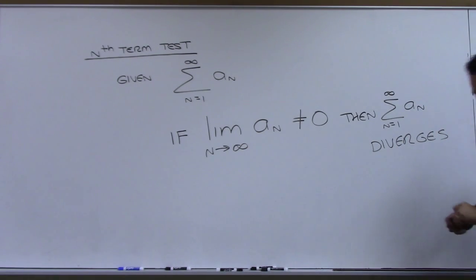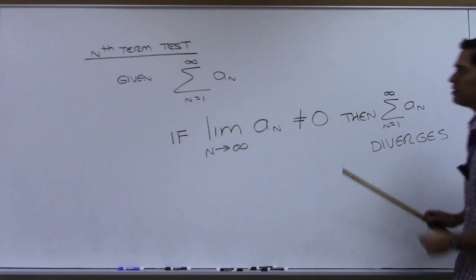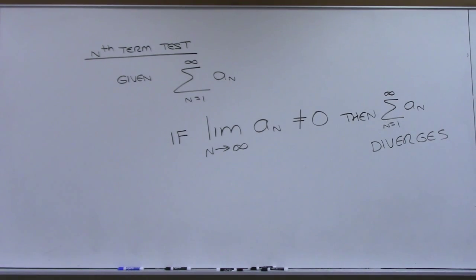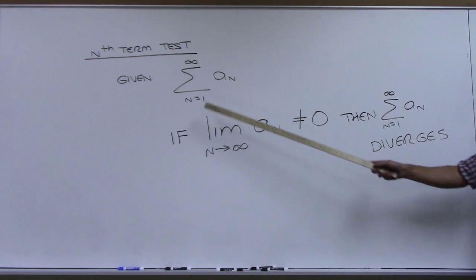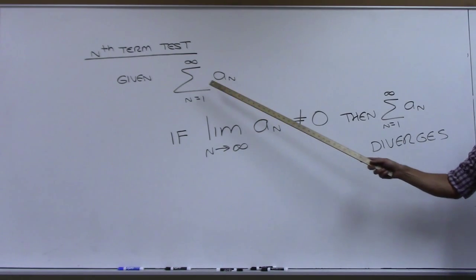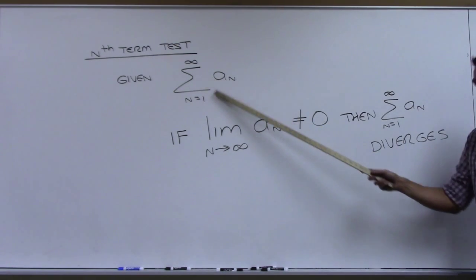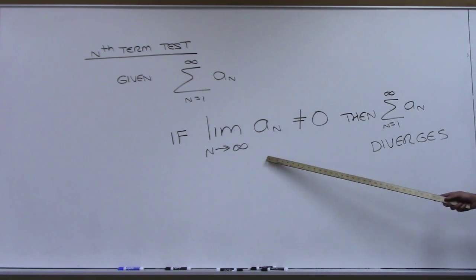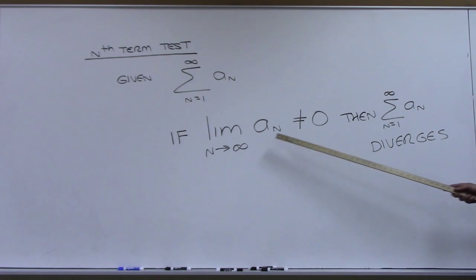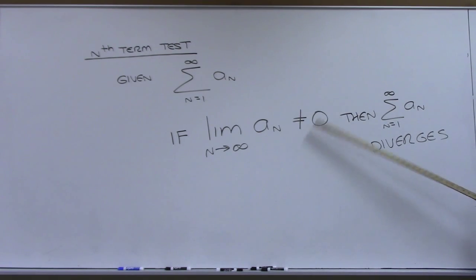So let's translate this in the last 2.5 minutes I have. Someone gives you a series. If you look at the sequence and take its limit, if that does not go to 0, you're guaranteed divergence of the series. If it doesn't go to 0, you're guaranteed divergence.